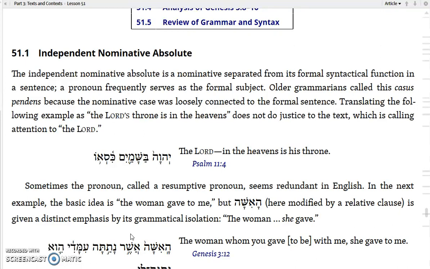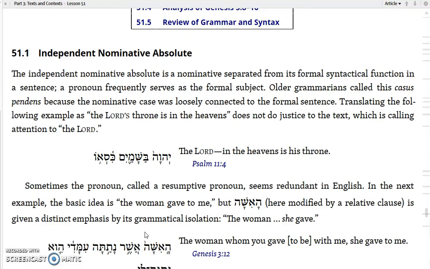The independent nominative absolute is a nominative separated from its formal syntactical function in a sentence. A pronoun frequently serves as the formal subject. Older grammarians called this casus pendens, pending case. And that's actually the way I learned it, and I probably have mentioned pending case somewhere along the way in our discussions, because the nominative case was loosely connected to formal sentences.